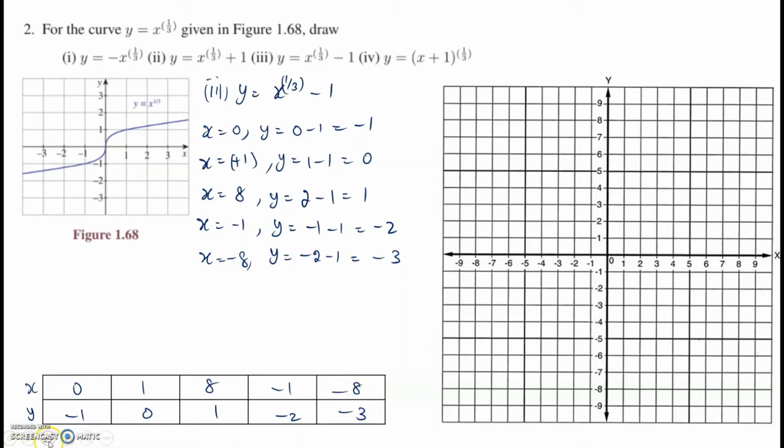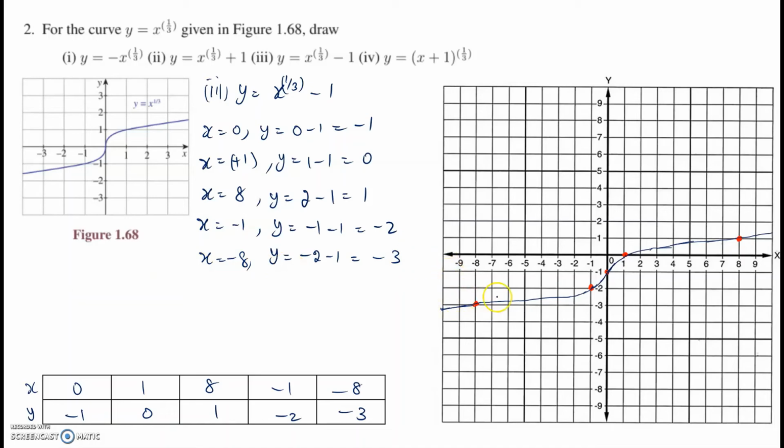So let's plot the points on the graph. So you have 0 and minus 1. Then you have 1 and 0. Then you have 8 and plus 1. Then you have minus 1 and minus 2. Then you have minus 8 and minus 3. So now let's plot them.